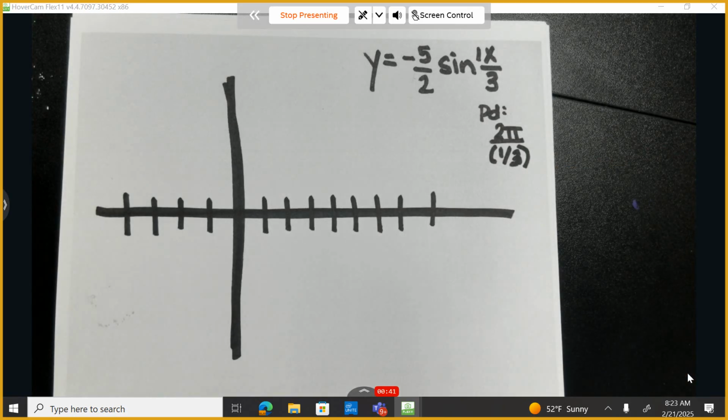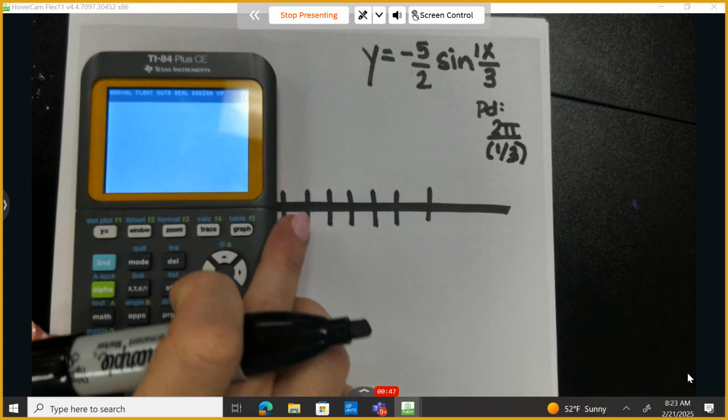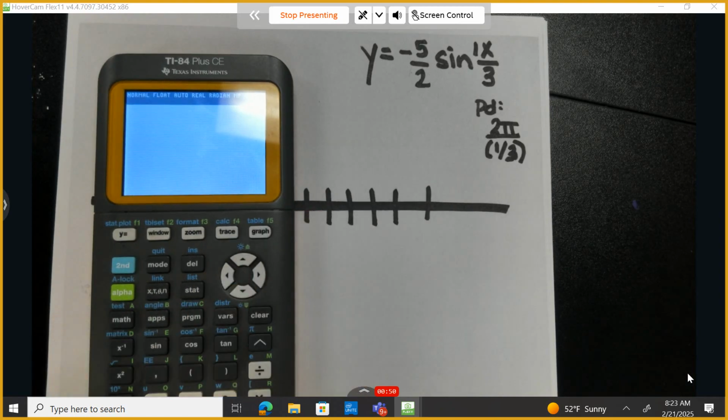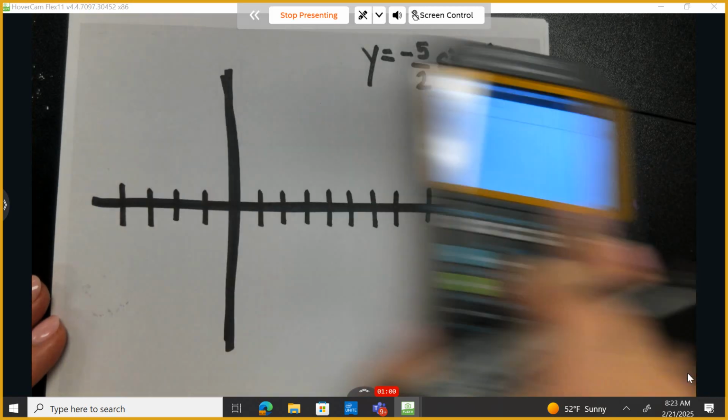And if you can do the mental math, awesome. If not, grab that calculator. And we are going to omit, or leave out, the pi symbol. We're going to take 2 and divide it by 1/3. Press enter, and we can see we get an answer of 6. So 6 pi, this is the length of 1 cycle.